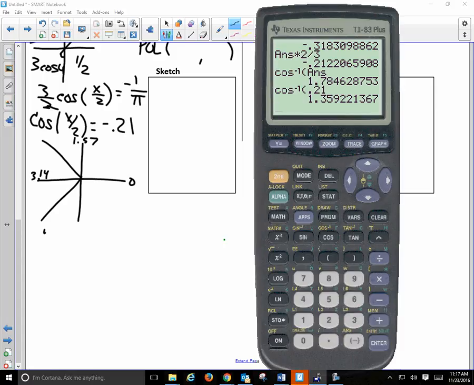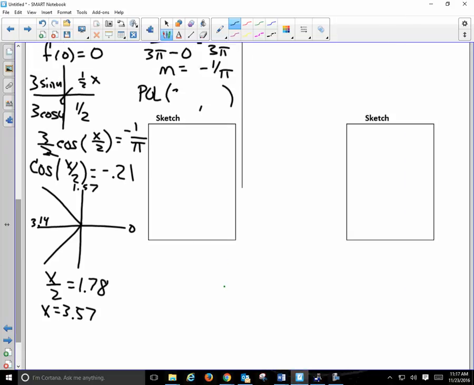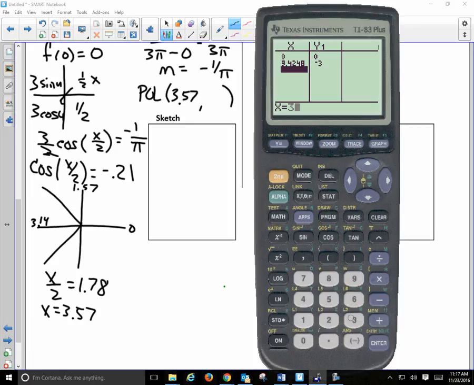So I end up with, the cosine is gone, what's left? X over 2 is equal to 1.78. And now I multiply 2 times 1.7846, and I get 3.57. How do I find my y value? Plug it into the original, so I go to my table, 3.57, and I get 2.93.